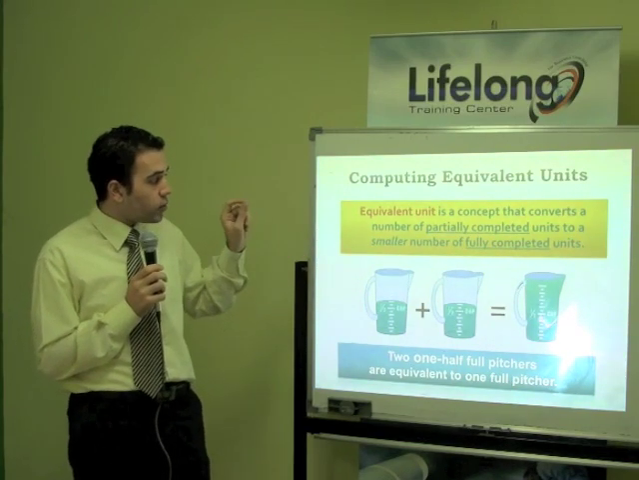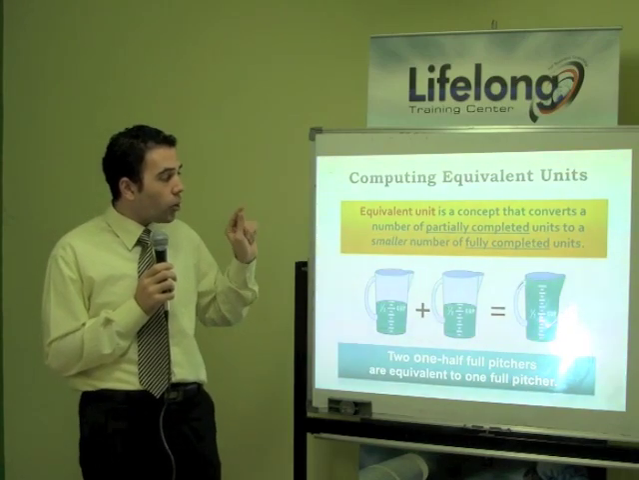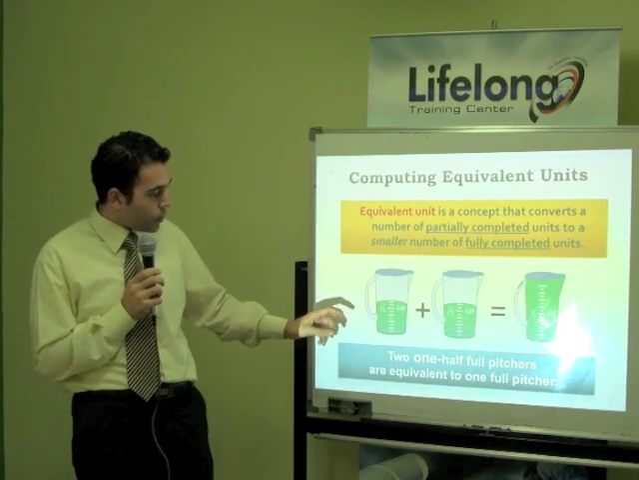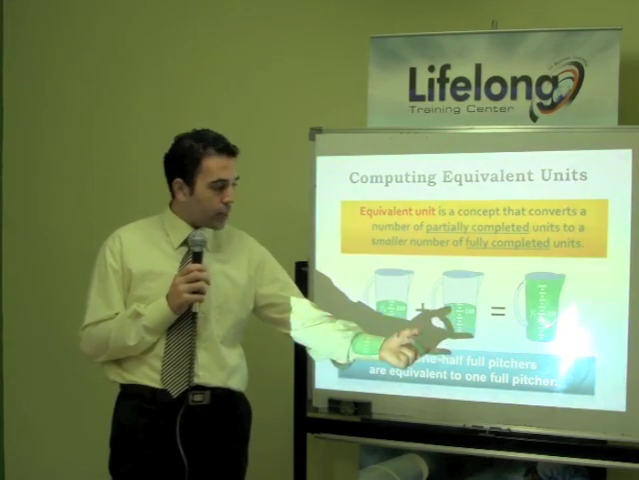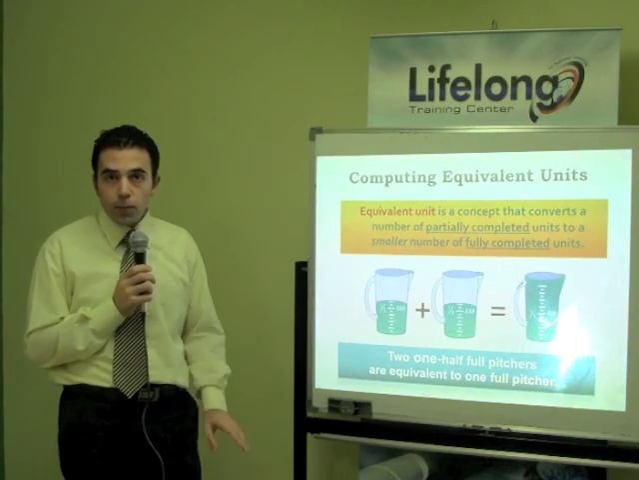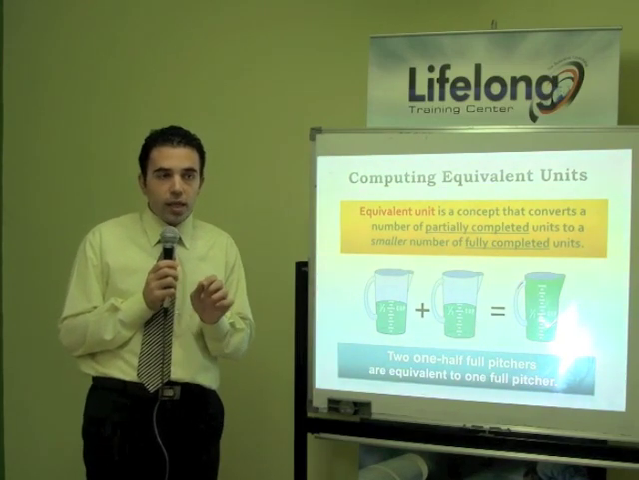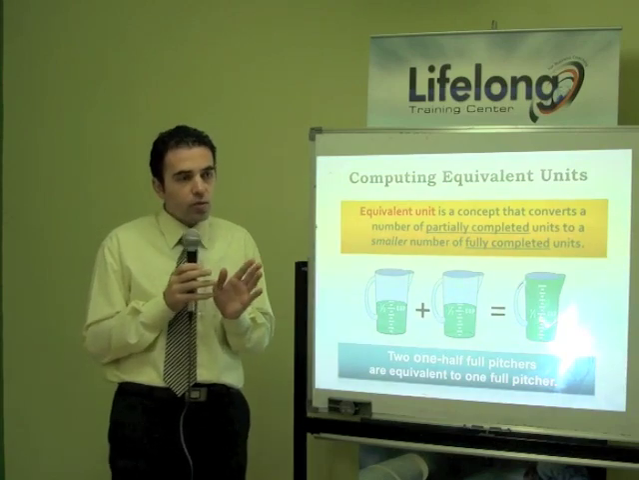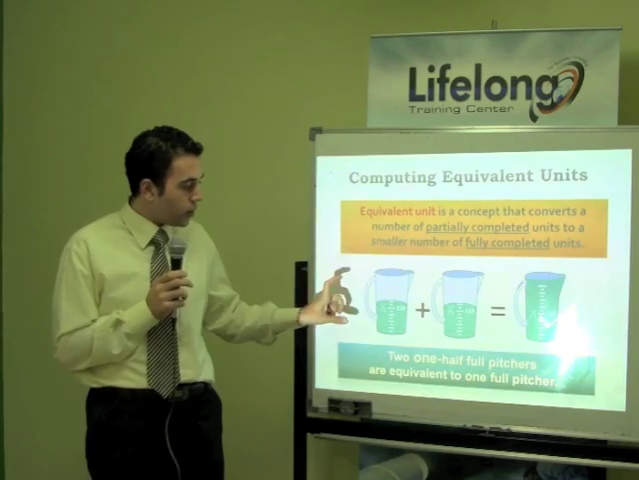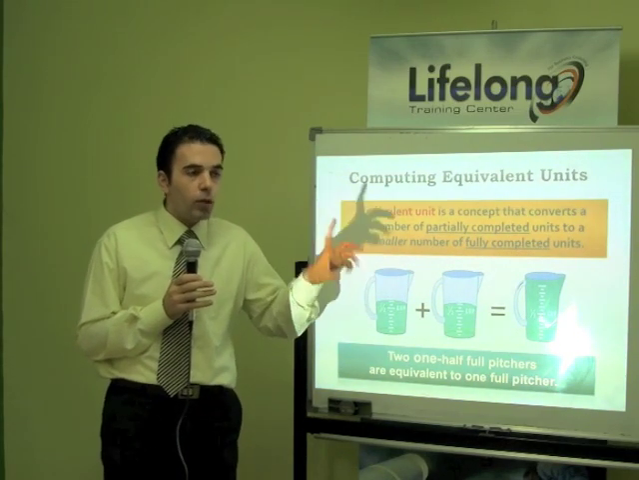Equivalent units is a concept that converts a number of partially completed units to a smaller number of fully completed units. Like this, if we have half a cup and half a cup, we have 2 half cups, so we have 1 full cup. It's the same idea. If we have some products that are 50% finished or 40% finished, we can say, okay, if we have 40% and 60%, in that case we have 1 product finished approximately. It's the way for us to convert these units that we didn't finish completely by the end of the month to say, okay, we have 1 unit finished.